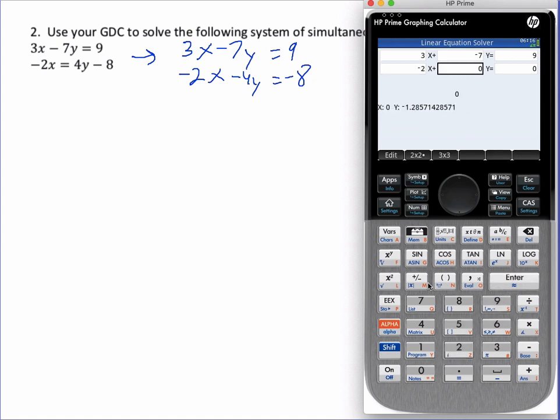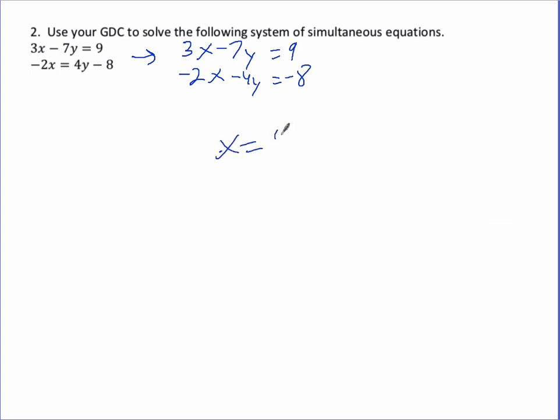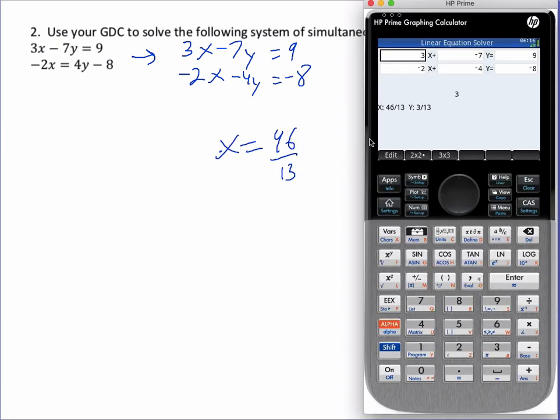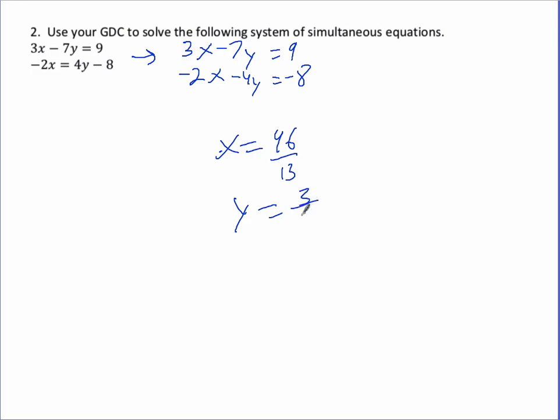-2, -4, and -8. Don't forget to press Enter. And it gives you the answer right down here as a decimal. You can change it to a fraction, I believe, by clicking the fraction button right here. So it flicks back and forth between a decimal and a fraction. So the x is 46 over 13, and the y is 3 over 13.